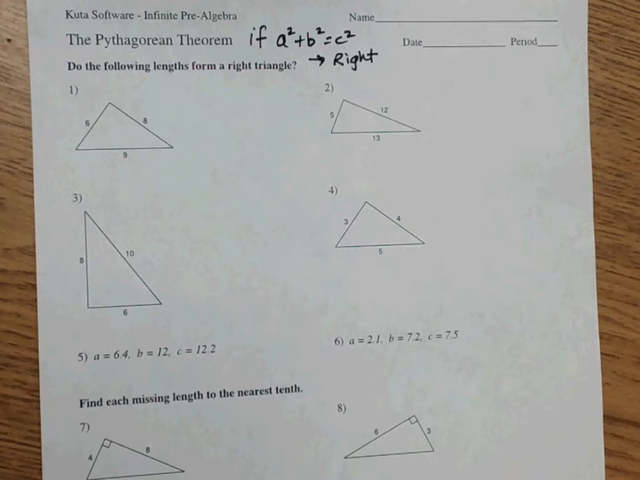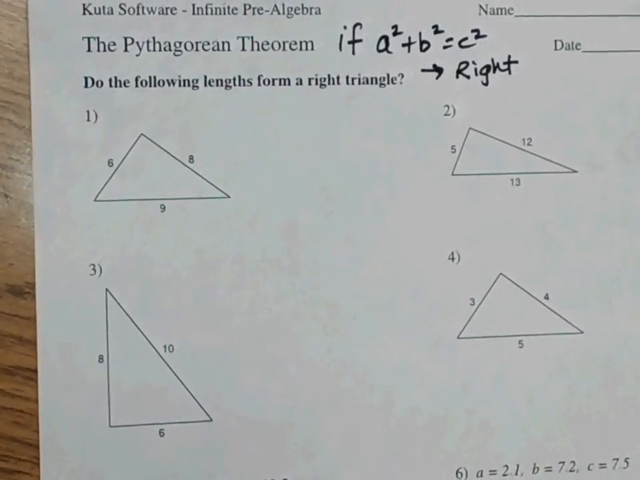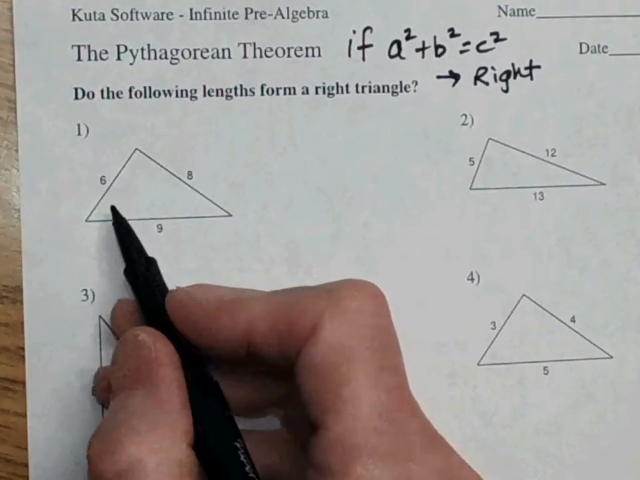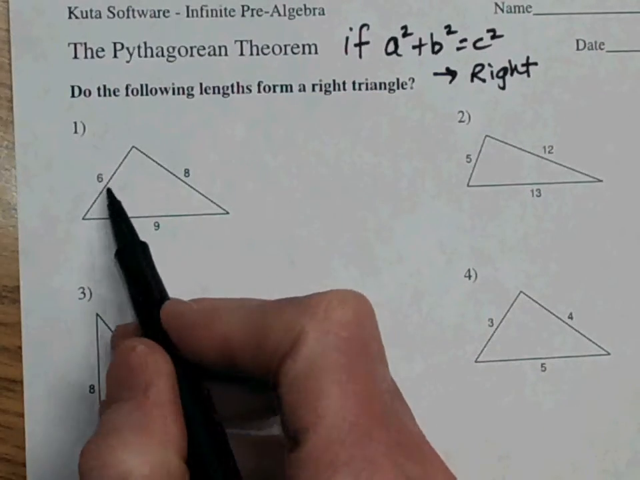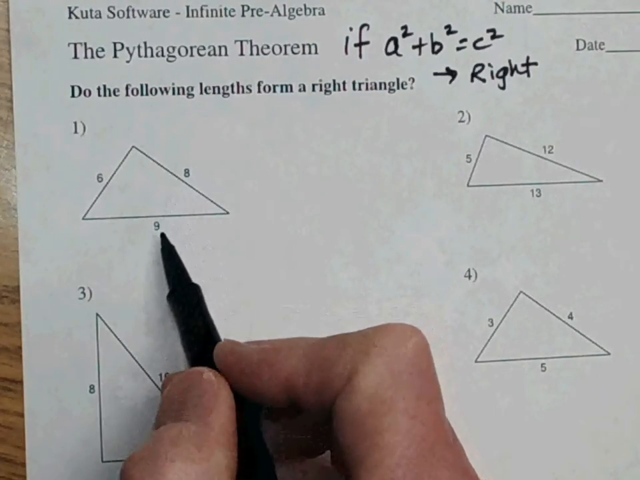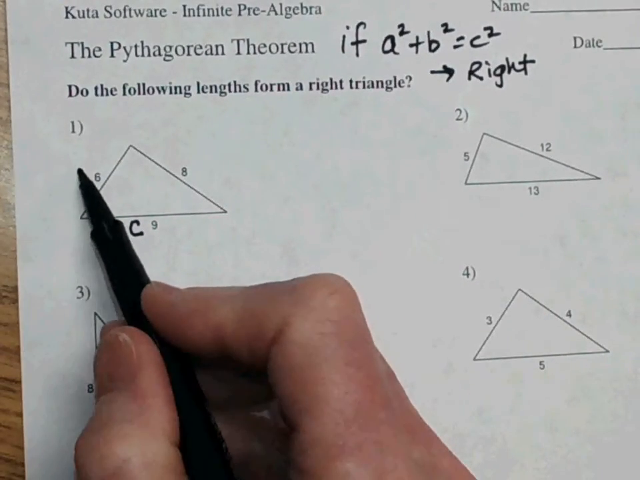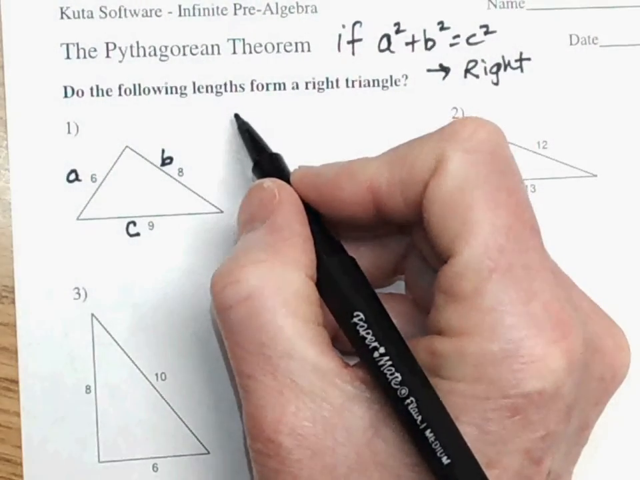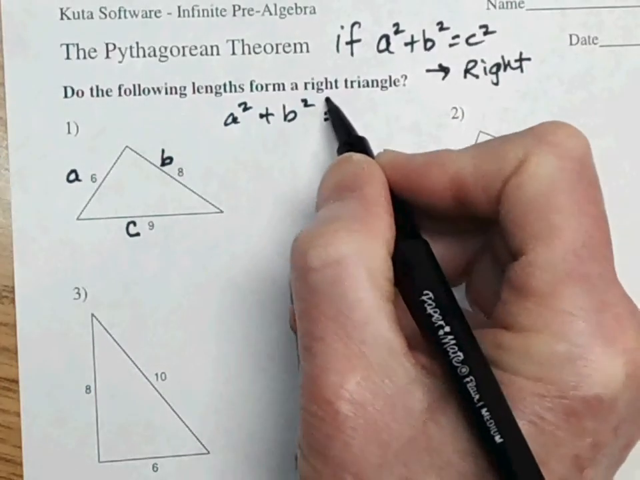So in this first problem, I'm going to zoom it up a little bit so I can see it better. I don't expect that you have the capability of making photocopies, so just do this on scratch paper. We look at a 6, 8, 9, and these are not to scale. The hypotenuse is always the longest side if it's a right triangle, so I'm going to call that C, and then A and B. So my question is, does A squared plus B squared equal C squared?